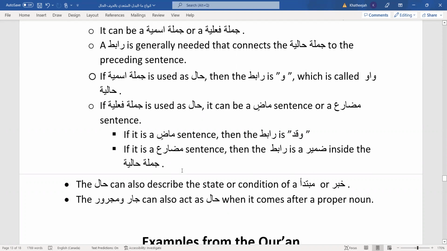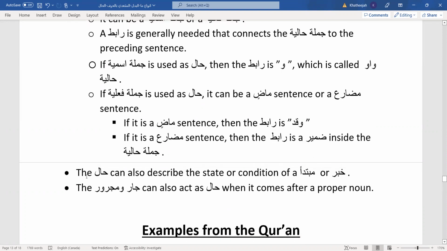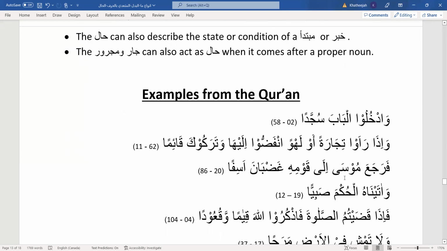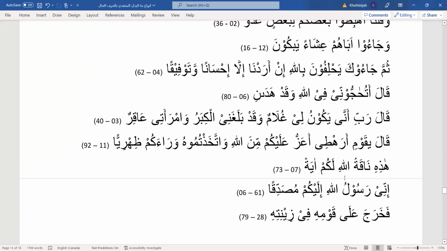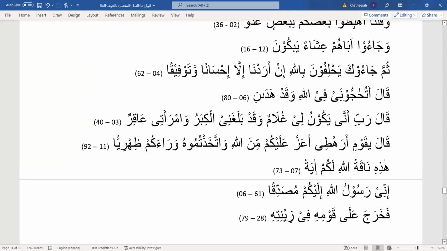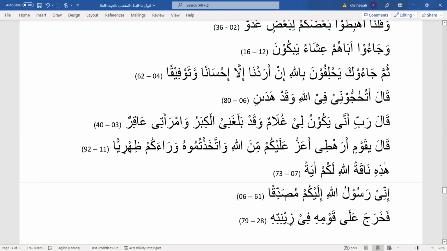in the jumla fi'liya, the jumla haliya. And then the second last bullet: the hal can also describe the state or condition of a mubtada or khabar. These are the last two examples we went over, where ayatan is a hal describing the condition of the khabar, naqatullahi. And in the second one, musaddiqan is describing the condition of ismu inna, which was originally mubtada. So musaddiqan is hal here.